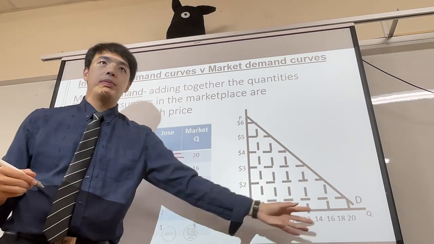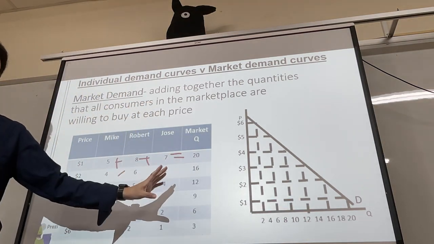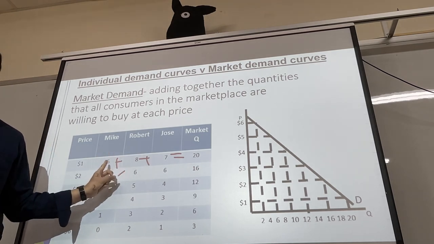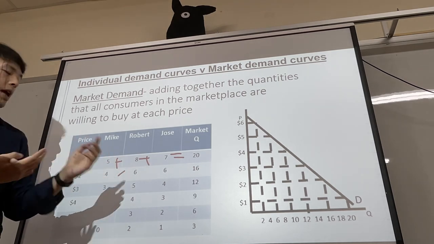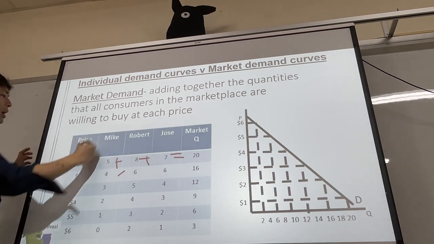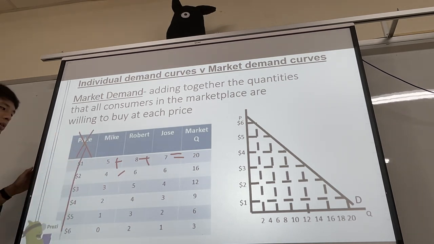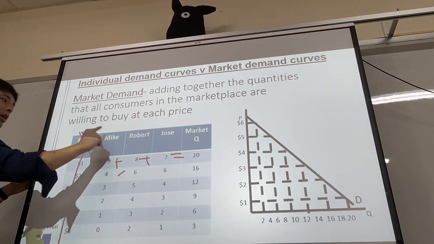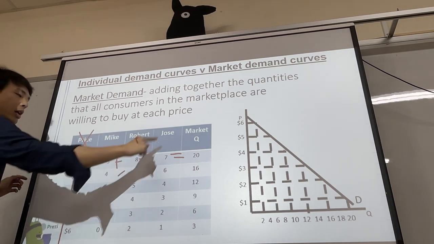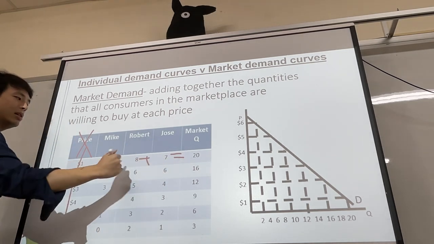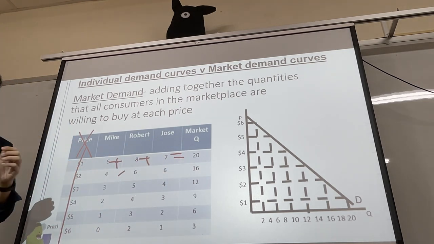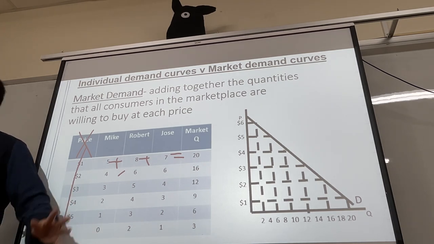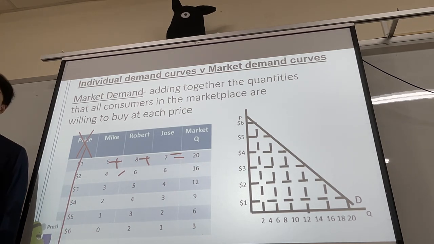That's pretty much it. Pretty straightforward. For market quantity, market demand, you just add the quantity, add the X. Do not add the price. It has nothing to do with price, you add the quantity. At $1 Mike can buy 5, Robert can buy 8, and for the market, you add all the quantities and you will get the market quantity. That's all you need to know.